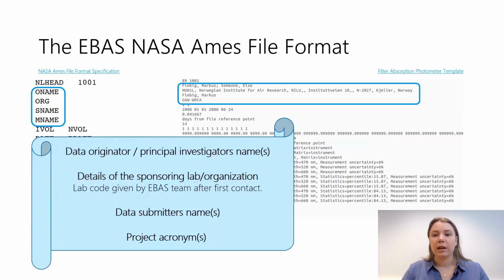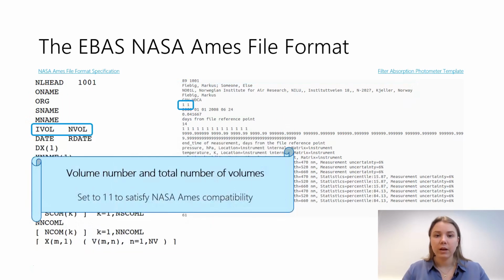Next is several metadata elements. It's the data originator. It's details of the sponsoring lab or organization. Here you should give the lab code given by the EBAS team after first contact. Then it's data submitter's name and project acronyms. Next up is the volume number and total number of volumes. This is not used and is set to 1:1 to satisfy NASA Ames compatibility.